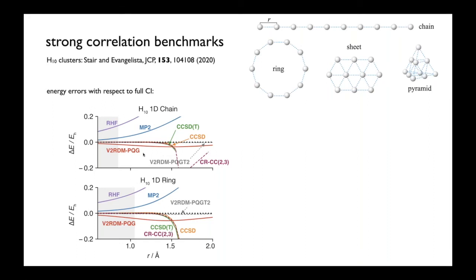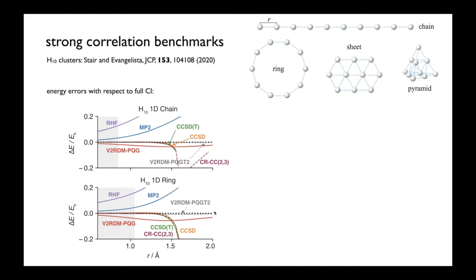And the nice thing from our point of view to point out is the V2RDM with PQG constraints does a pretty good job for the chain and a pretty good job for the ring. And what's more, the T2 constraints do an even better job, almost indistinguishable from full CI on this scale, errors of almost 0, and same story in the case of the 1D ring.